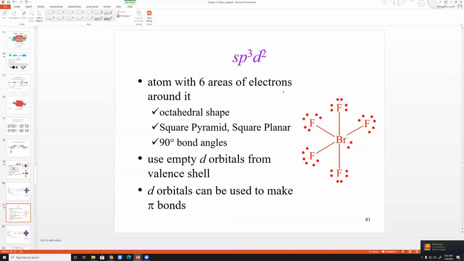But anyway, here is your most bonded, or most electron pairs, hybridization orbital, where you have sp3d2, which means that you have 6 areas of electrons, or 6 electron groups. Don't worry about, oh, it could be all these shapes. Yes, it definitely could be all those shapes, but let's worry about how many electron groups first. So you're going to have 1, 2, 3, 4, 5, and 6. So sp3d2.